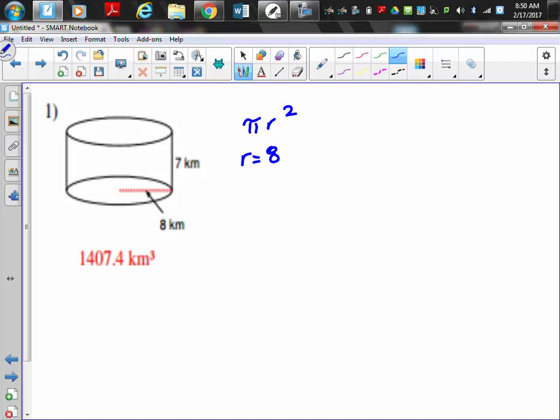Alright, so pi. Here's one possible thing that you could be doing that's giving you the wrong answer. If you're using the pi button on the calculator, that will give you a different answer. So we want to use 3.14 for pi. So pi is 3.14, r squared, so that's 8 squared. So 3.14 times 8 squared, I get 209.96.